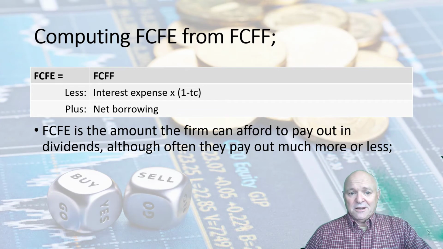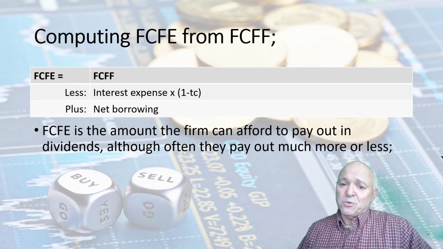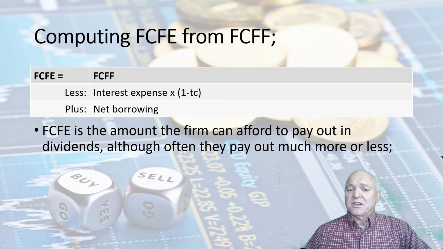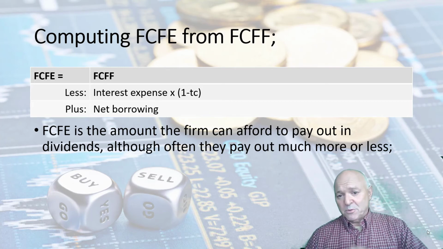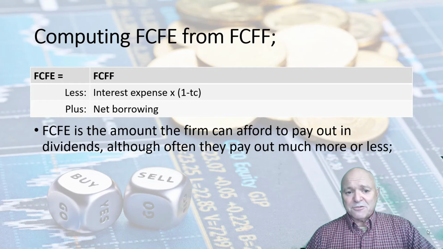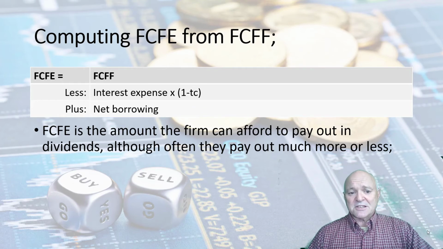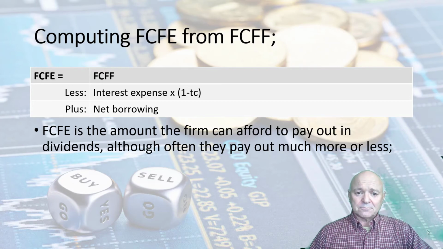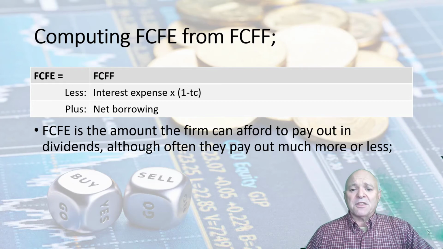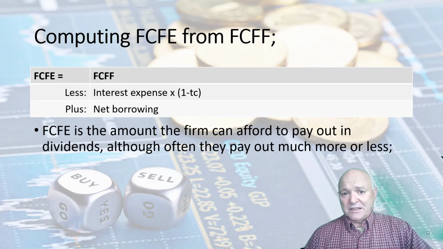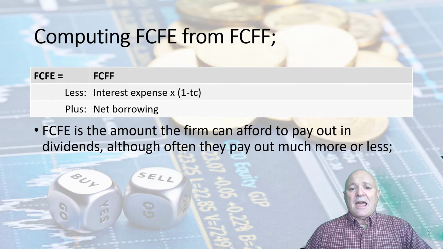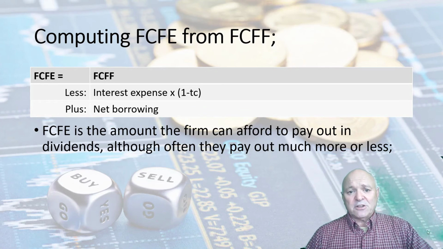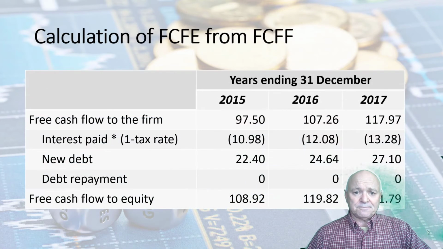We can calculate the free cash flow to equity from the free cash flow to the firm once we've calculated that. So essentially here we take the free cash flow to the firm that we just calculated, we subtract from that the interest expense after tax, and then we add back any increase in borrowing. Essentially, this is the amount that the firm can afford to pay out in dividends, whether it does or it doesn't. And so that becomes the number of interest in calculating the value of the business.